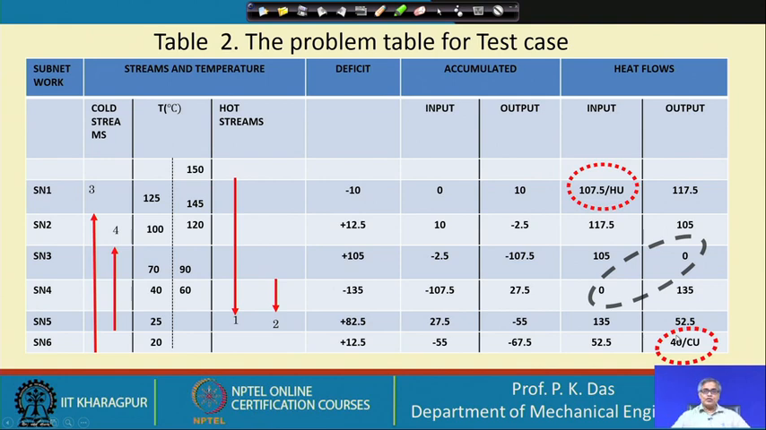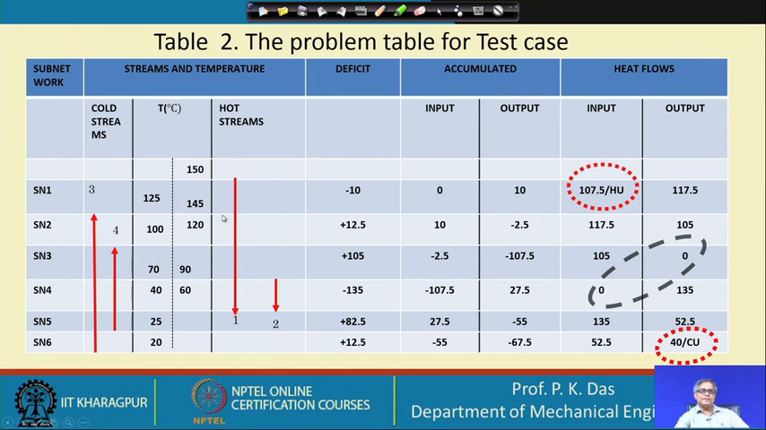This has to be supplied to something, because I have to maintain all the temperatures. So, this could be supplied to some cold utility. So, basically 107.5 is the heating requirement of the heat exchanger network, and 40 kilowatt is the cooling requirement of the heat exchanger network, and in between there is a pinch point. Okay. So, at the pinch point we are getting two temperatures, 70 and 90.